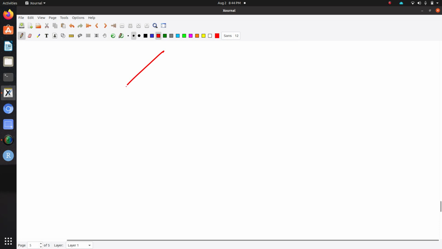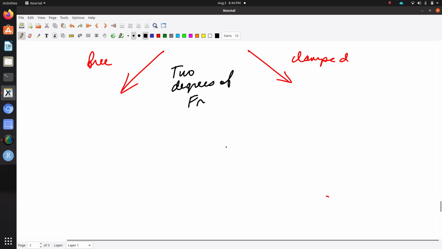Okay, so you have two options. You have something called free and something called clamped. And you still have two degrees of freedom remaining. So what are you going to do with your two degrees of freedom? The answer to this question is going to differ based on whether you've picked a free or a clamped cubic spline. Everything in the middle will be the same.